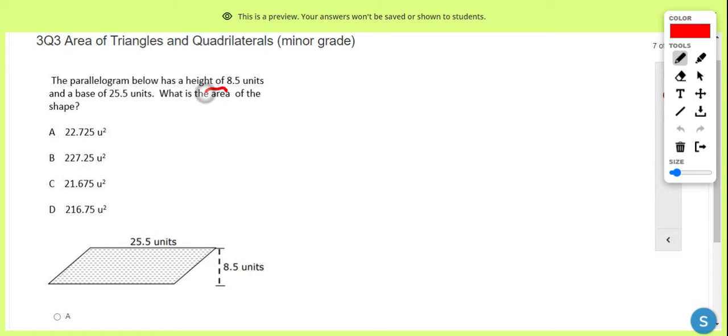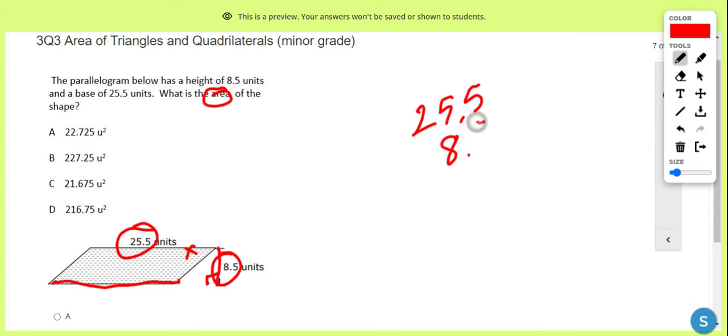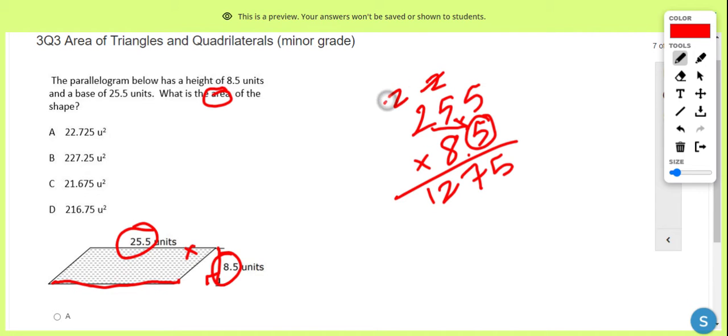Okay, looking for the area of the parallelogram. So the base and the perpendicular height would need to be multiplied. So 25.5 times 8.5. So we've got 5 times 5 is 25, carry the 2. 5 times 5 is 25 plus 2 is 27. And then we have 5 times 2, which is 10, plus 2 is 12. So we're done multiplying here.